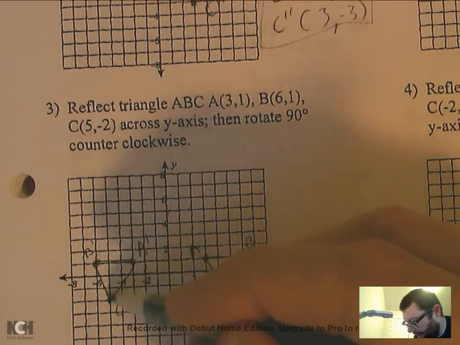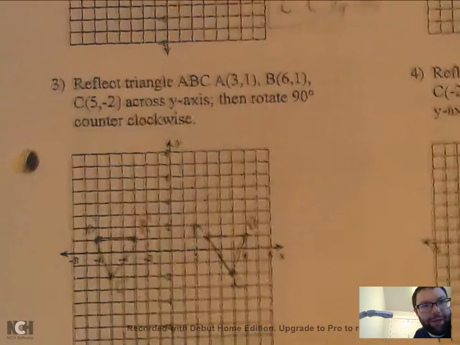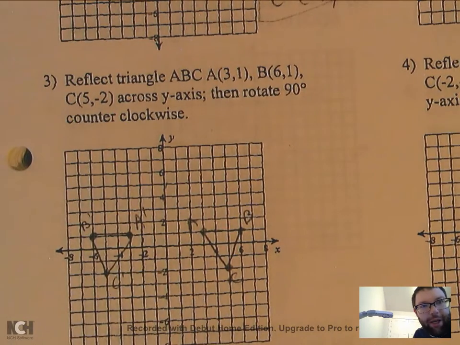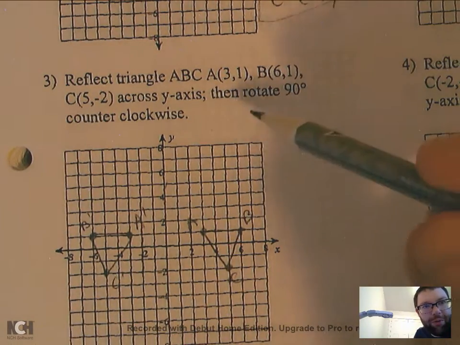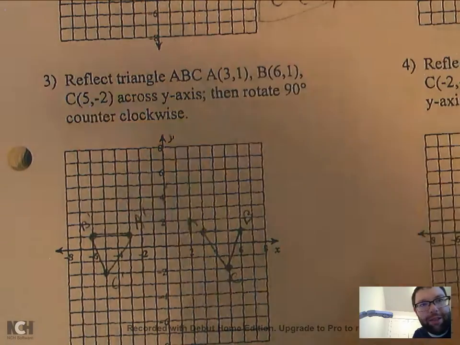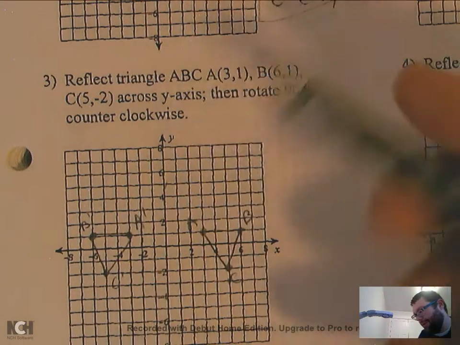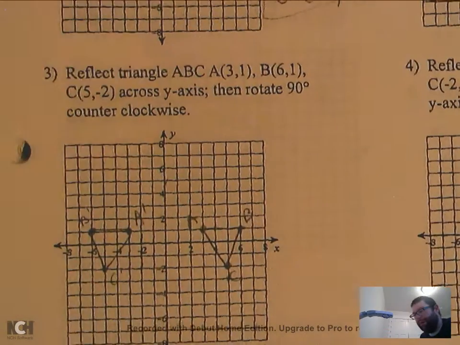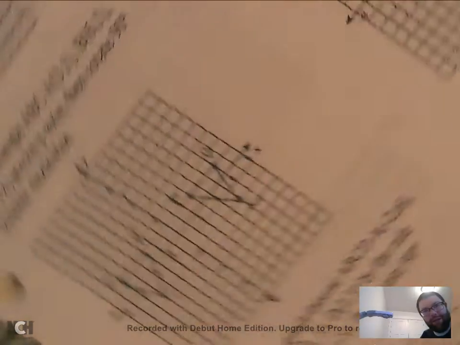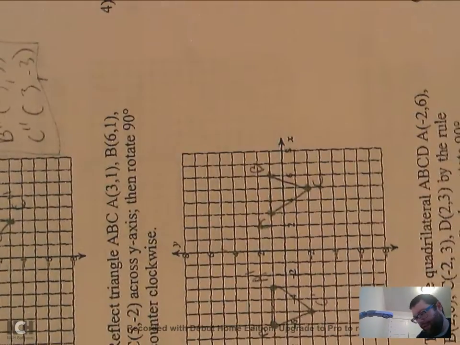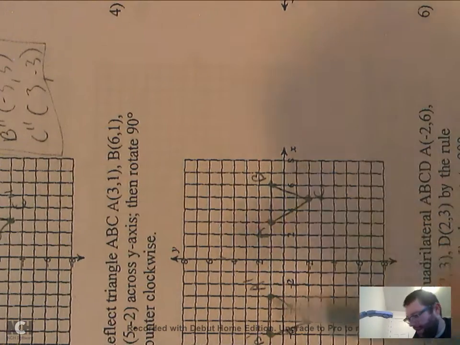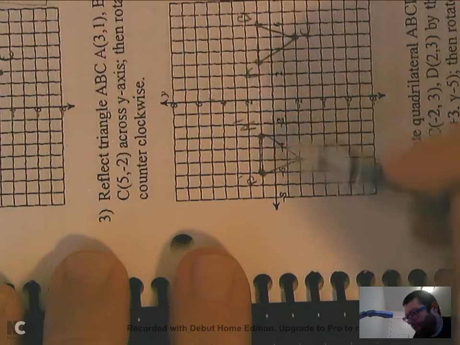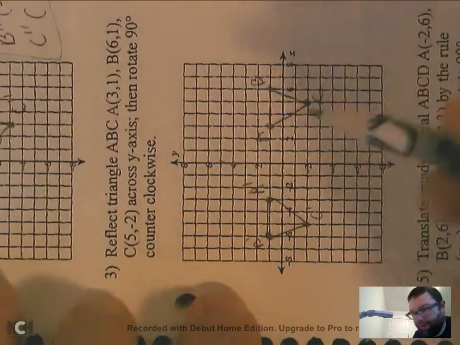Just like that. There's my new triangle, just flipped across the y-axis. Okay. Then it's going to want me to rotate that 90 degrees counterclockwise. So counterclockwise is to the left. So if I take my page and rotate it 90 degrees counterclockwise, that is right here, this second one with the prime symbols. That's going to be my new points, right?